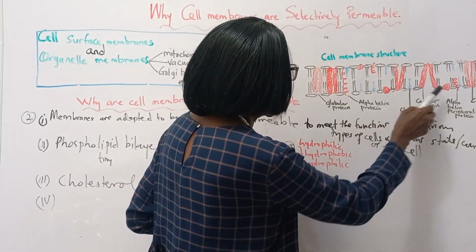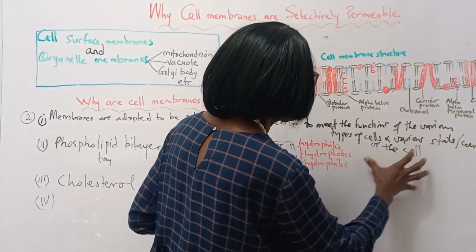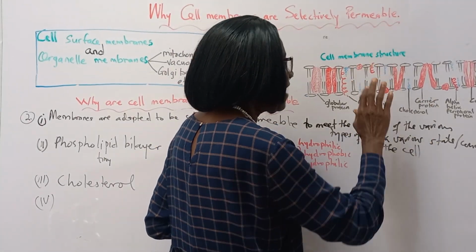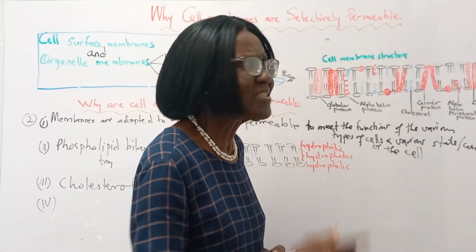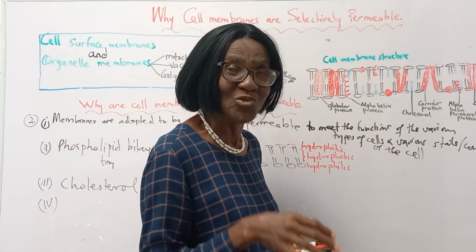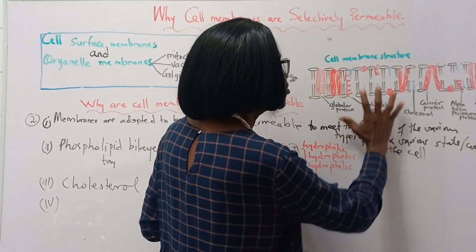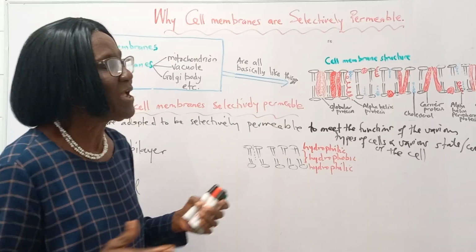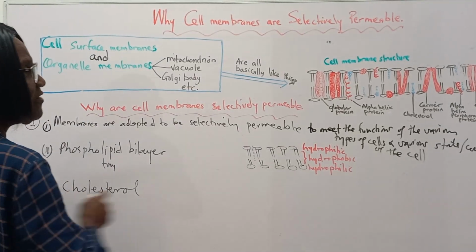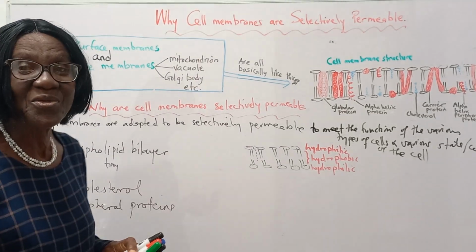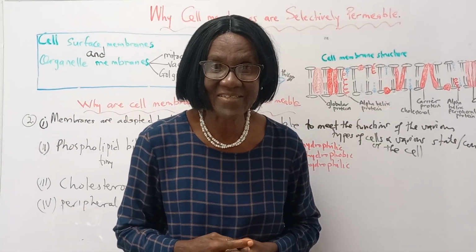So these peripheral proteins are affected by pH and ionic concentration inside the cell and outside the cell, and so the cell is not constantly fixed on doing the same thing, so it's selective. It adjusts itself to allow substances to go in and out and makes it selectively permeable. So we have the proteins doing their bit to make sure that the membrane is selectively permeable.